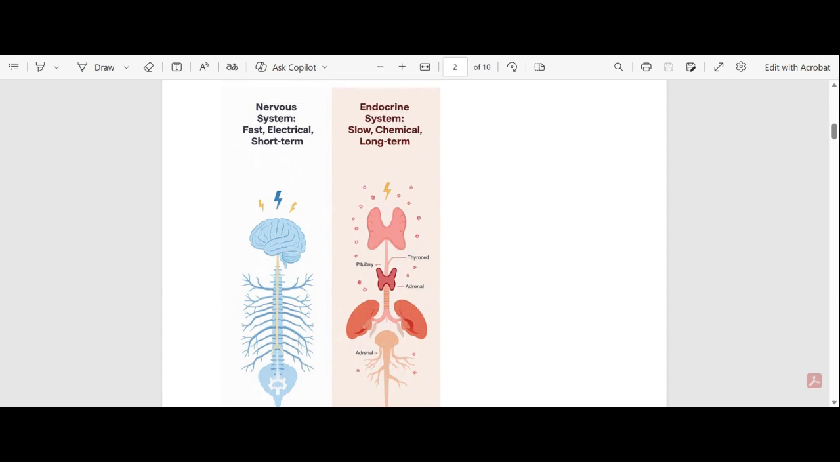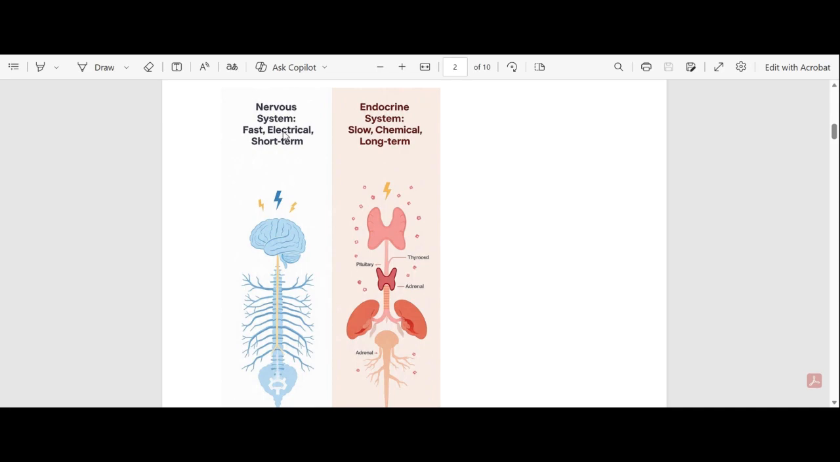Okay, let's revise the differences between the nervous system and the endocrine system. So the nervous system responds fast, right? It responds rapidly to a stimulus, whereas the endocrine system responds in a slow manner to a stimulus, right?